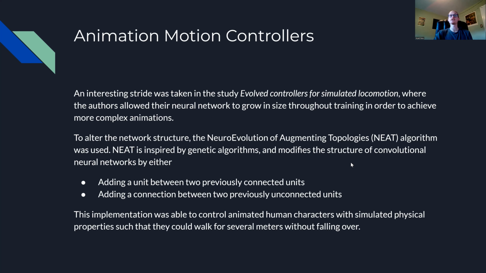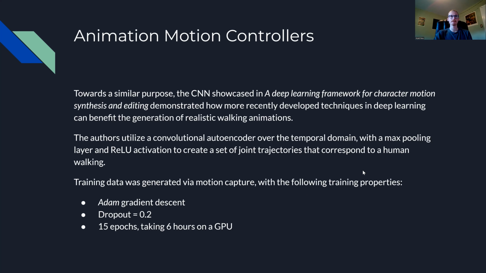And this implementation was able to control a real physical simulation of a human character, such that they could walk without falling over. Towards a similar purpose, we also saw a convolutional neural network that was able to develop joint trajectories for an animated human to walk. It did this by utilizing a convolutional autoencoder over the temporal domain with a max pooling layer and a ReLU activation function.